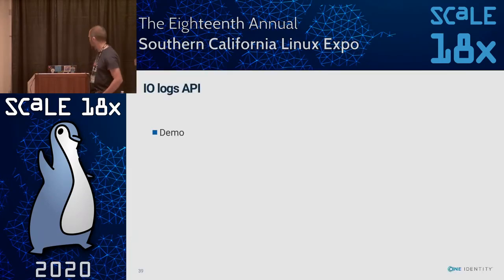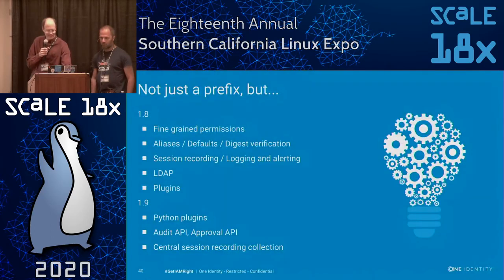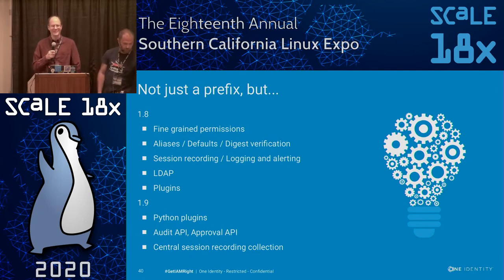All right, let's see. So in conclusion, I guess, sudo is more than a prefix. You've got a bunch of things both in 1.8. Oh, just a reminder, so I don't forget the stickers, yes. So we have fine-grained permissions, things like aliases, defaults, the newer digest verification, session recording, logging, alerting, LDAP support, and then plugins. And now in 1.9, we have Python plugins, the audit API, and the approval API, as well as the centralized session recording. So the ability to keep those logs in one place and hopefully keep them safe from modification.